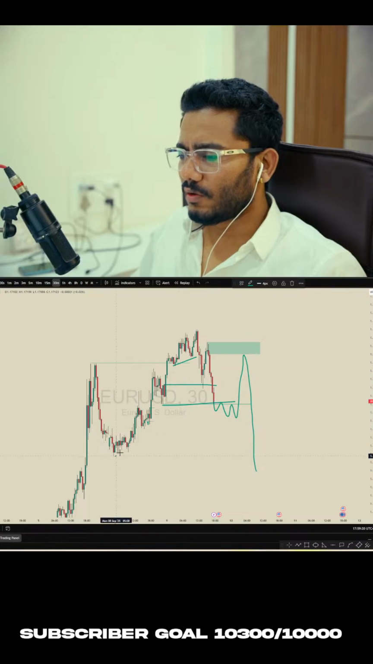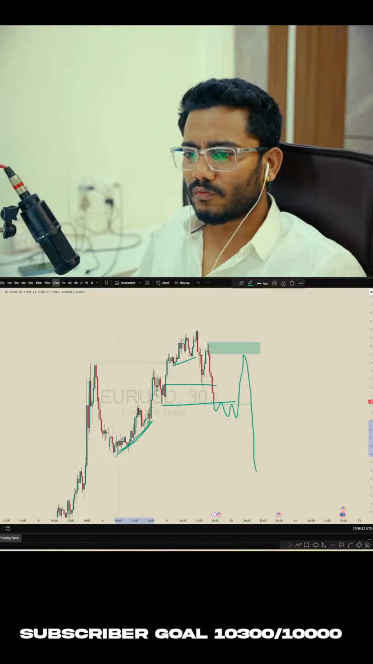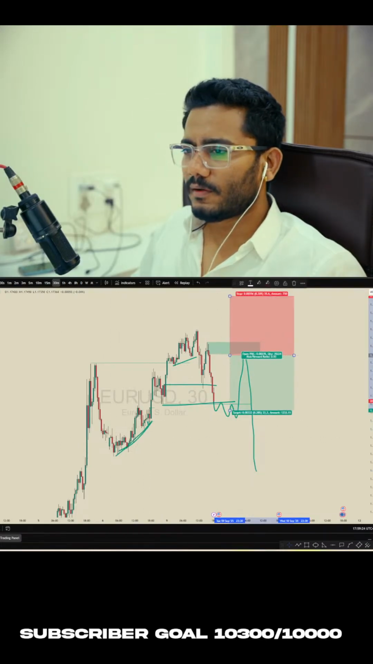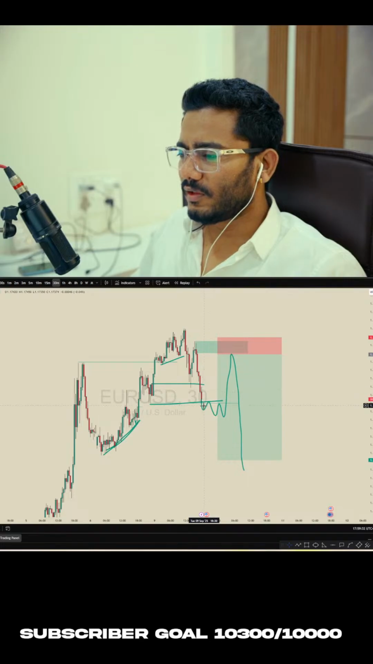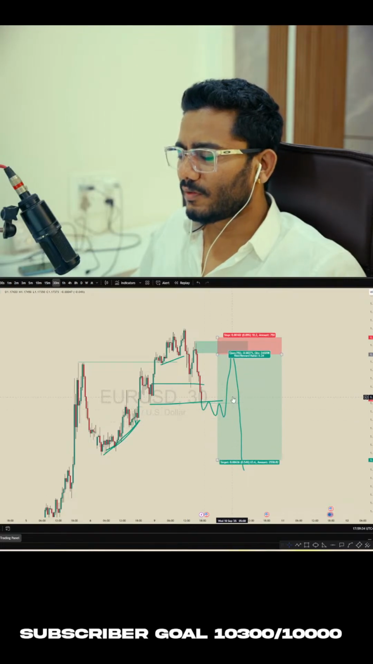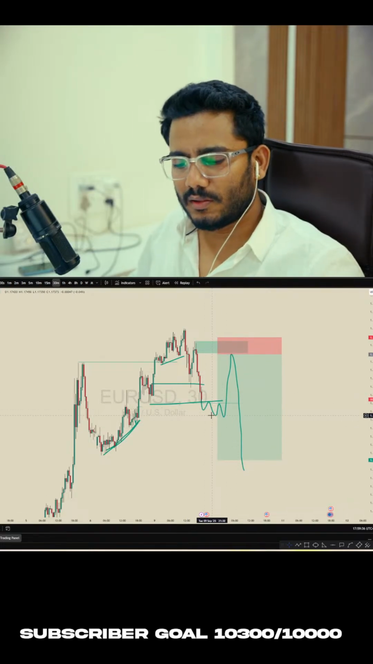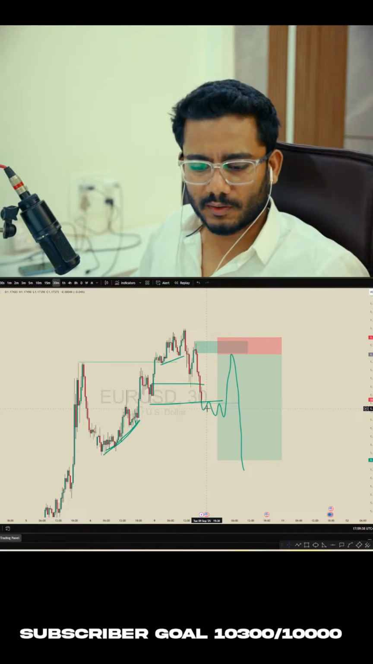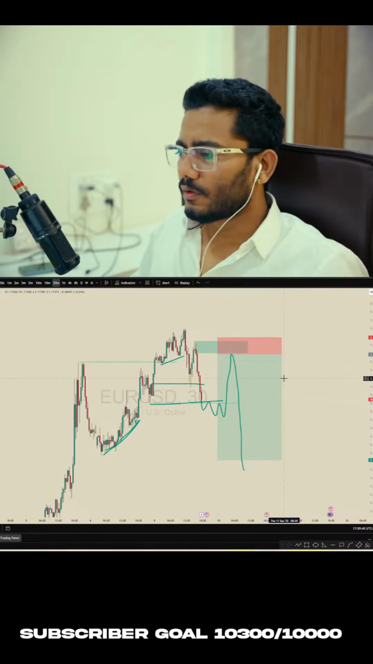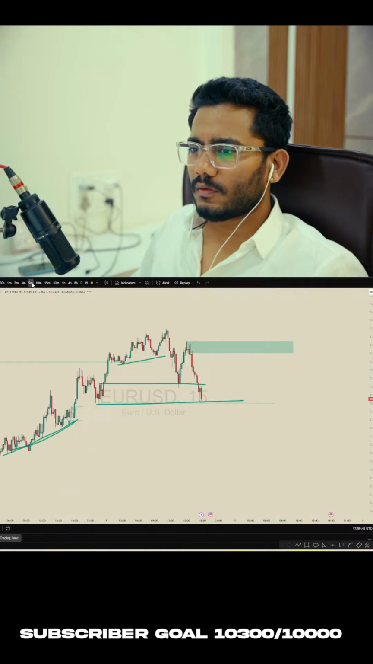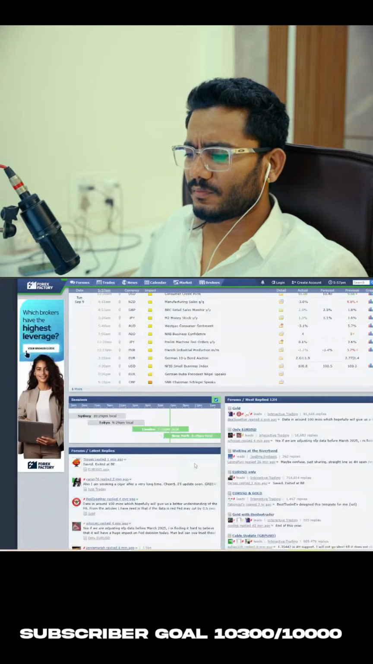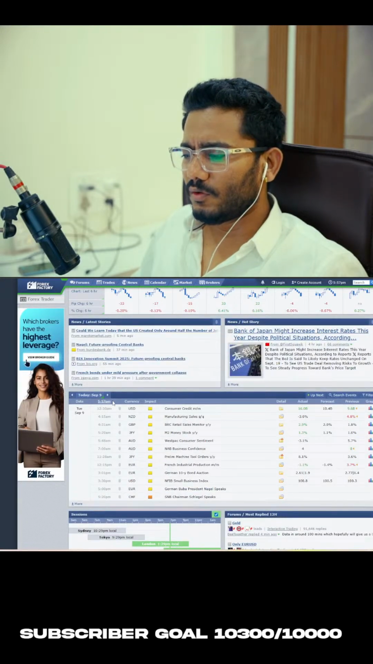And it should take out all this liquidity. So we can look for setup like this, 1:6. We need to see a breakout structure, then price will create some kind of liquidity, it should consolidate, and then only we look for entry. Okay. We don't have any major news.